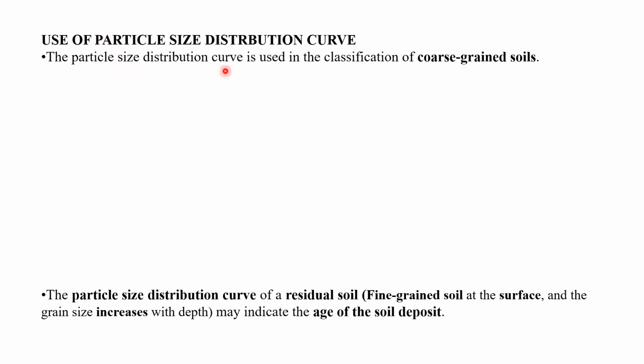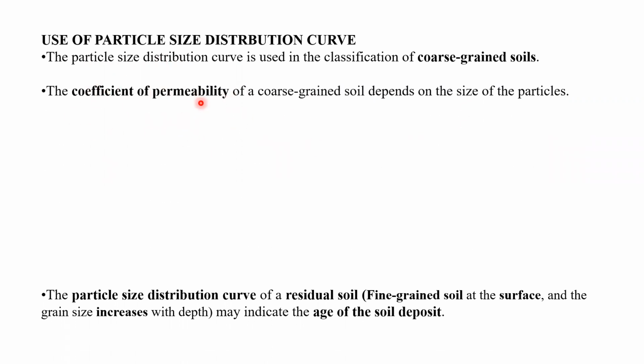Based on the particle size distribution curves, we can analyze the coarse grain soil, and definitely we can say whether the soil is well graded, poorly graded, or gap graded. By the particle size distribution curve itself, we can say.